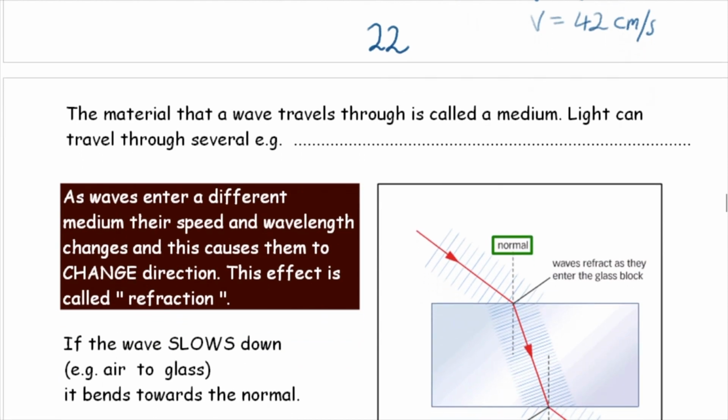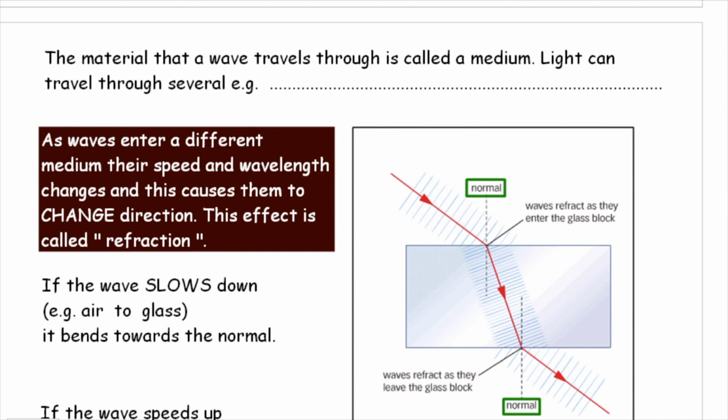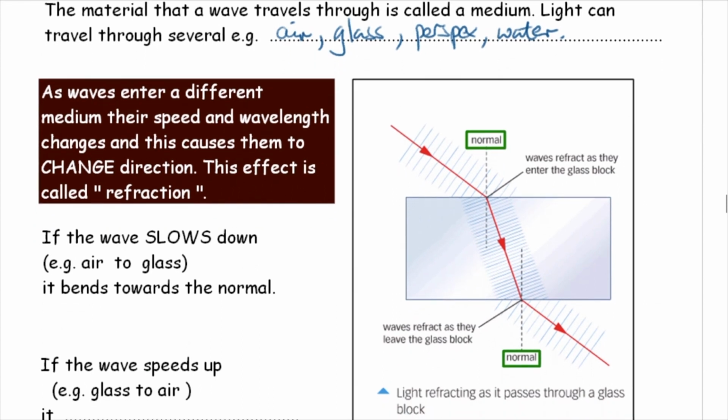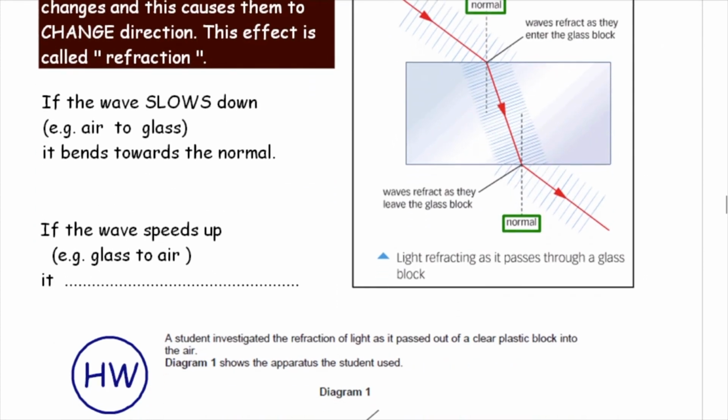Turning then on to page 23, it says the material that a wave travels through is called a medium. Light can travel through several. So let's just list a few: air, glass, perspex, and water. As waves enter a different medium, the speed and wavelength change, and this causes them to change direction. We know this is called refraction. So this is a bit of a recap, really.